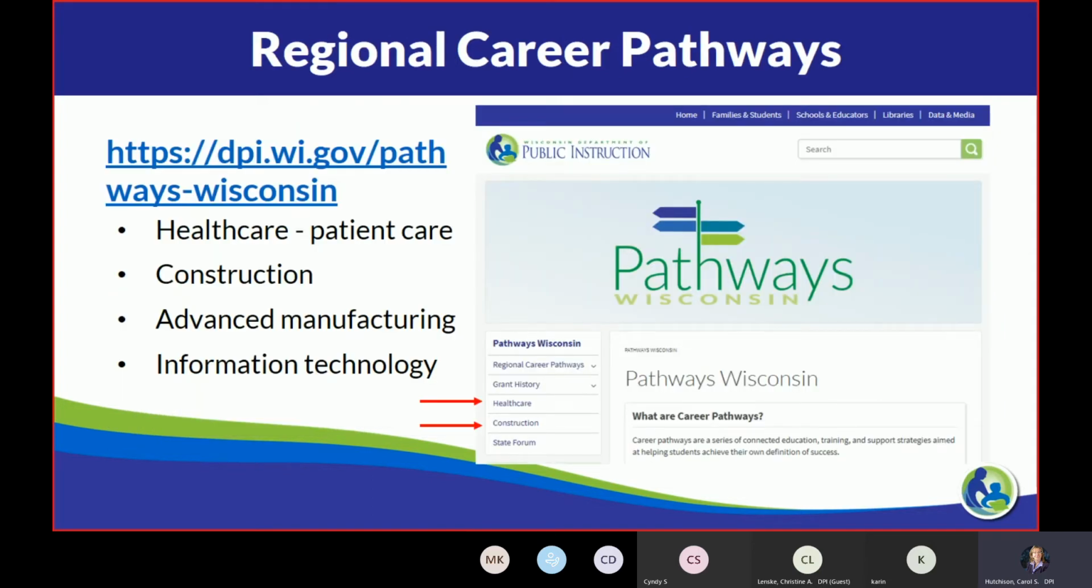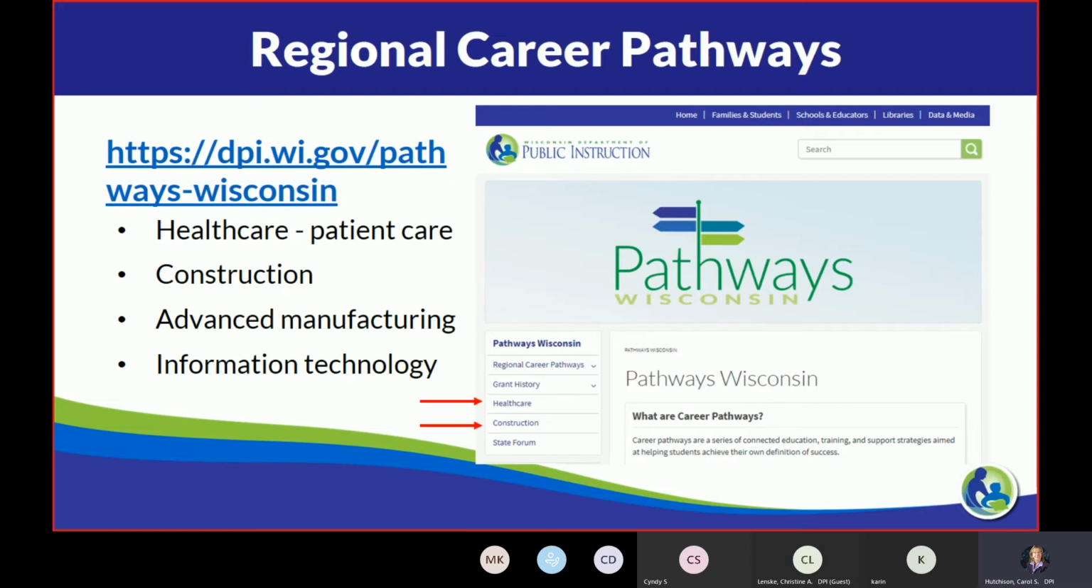The good news is that as a state, we've already dissected labor market information for the following industries in order to create state-endorsed regional career pathways: healthcare, specifically in therapeutic and diagnostic services; construction; advanced manufacturing; and information technology. Therefore, you are not required to review labor market information for any of these industries, even if you're not in an area of the state that is offering these state-endorsed regional career pathways quite yet.